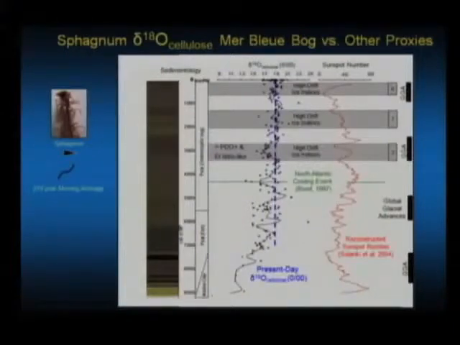We can see in here, we compared it with different sorts of proxies. Here's a reconstructed sunspot number over here. We have glacial advances that are going on in different parts of the world. Here's some intervals looking at high drift indices and so on. And we can see that some of the excursions seem to correlate.